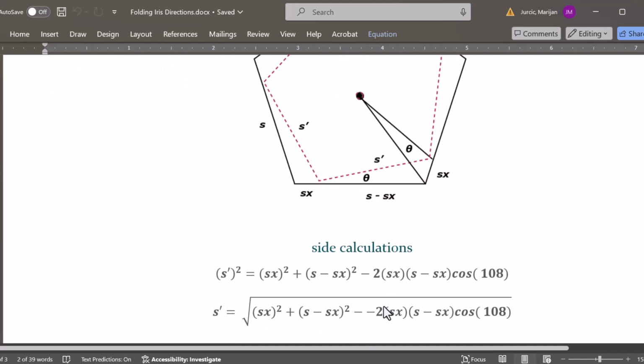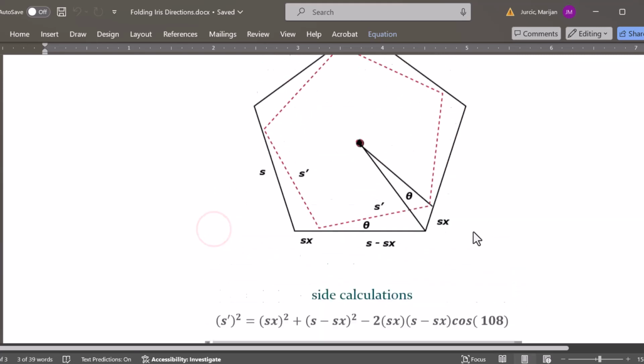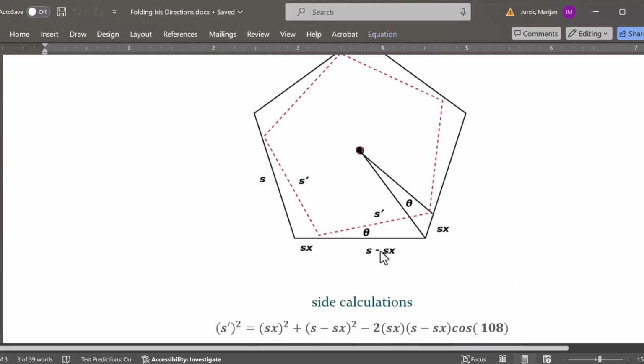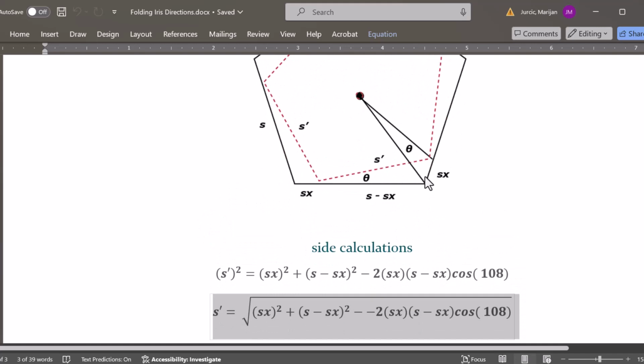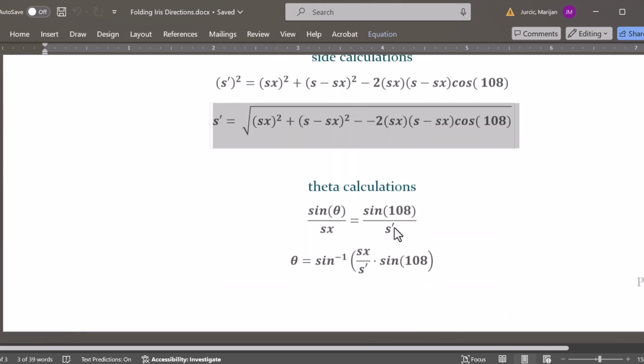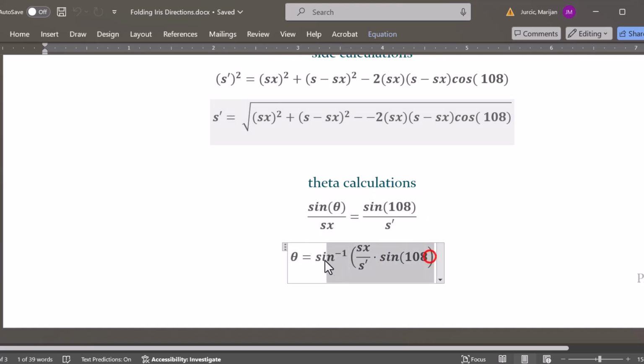Okay, well, it's really not too bad, right? If you look at this triangle, I can calculate s using the law of cosines. I know this angle in the pentagon is 108. So I'm using my law of cosines to find s prime, which is the new size, and there it is. And then if I want to find theta, now that I have s, it's just a law of sines: sine of theta over sx and sine of 108 over s prime. So that's how you calculate those two for the next polygon.